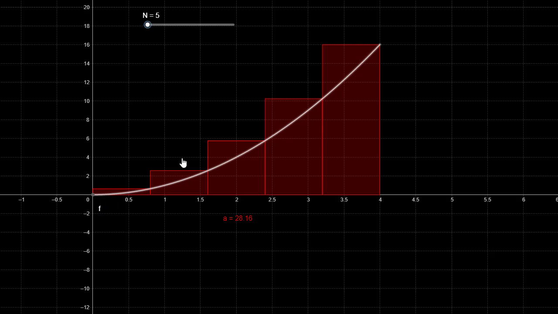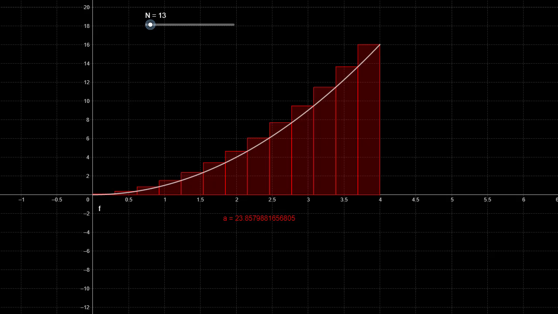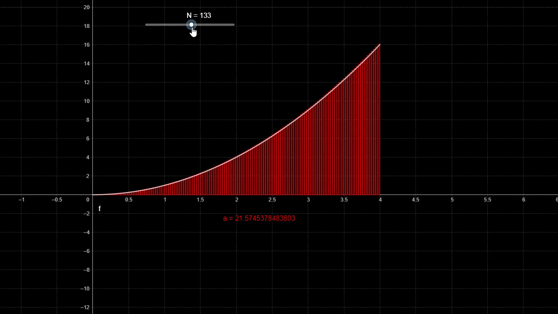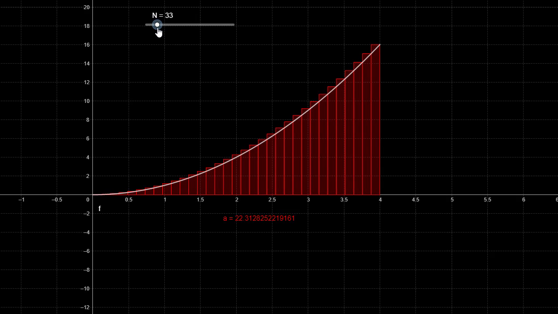So this is basically f of x equals x squared. And here we are with one rectangle, 9, 17, and as we increase higher and higher, you'll see that we get closer and closer to the actual area beneath the curve. And these are right-handed sums.